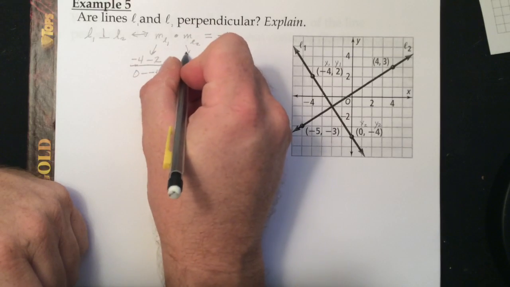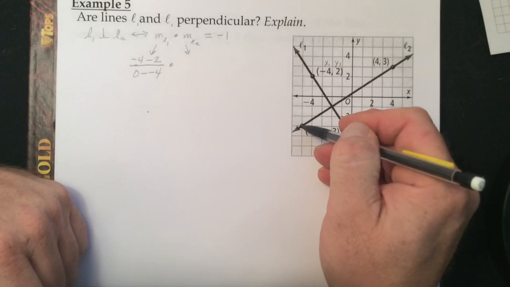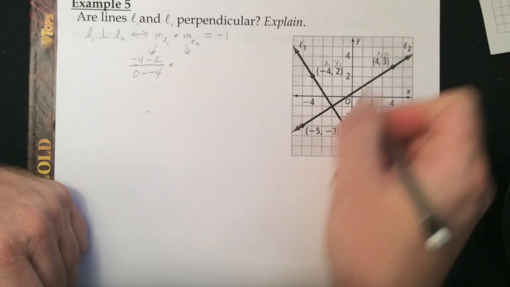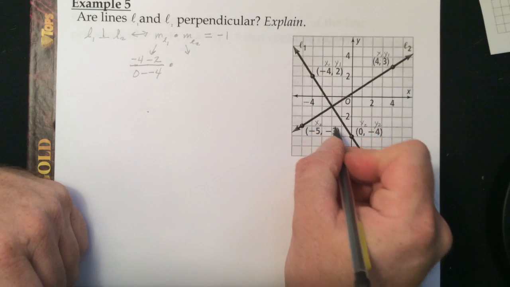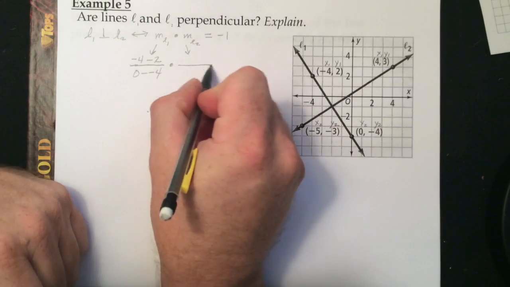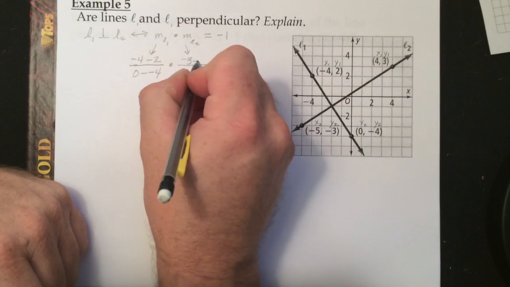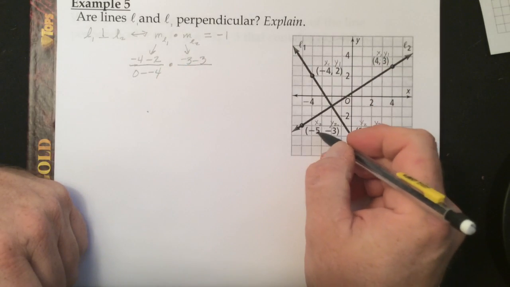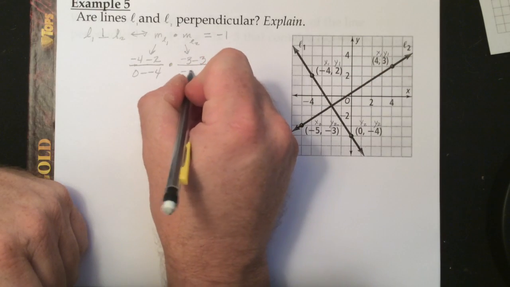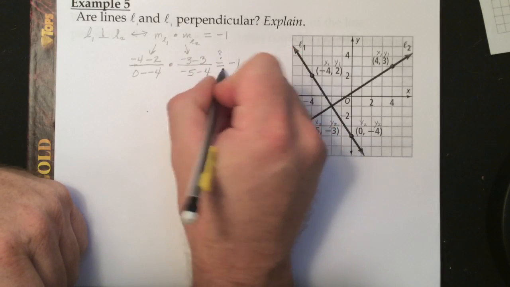times, now for the slope of line 2. Here's line 2. Here's 2 points given to us on it, one here and one here. I'm going to let this be my first one. This would be x1, this would be y1, this would be x2, and this would be y2. Starting with y2 minus y1, we have negative 3 minus 3. And then going over to x2 minus x1 would be negative 5 minus 4. We want to see if it's equal to negative 1, the product of negative 1.